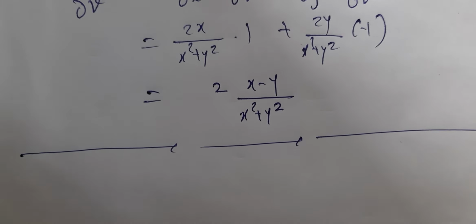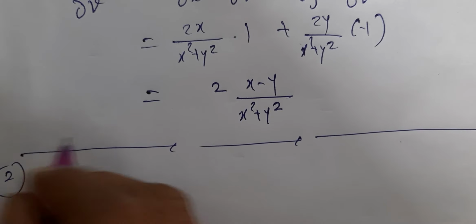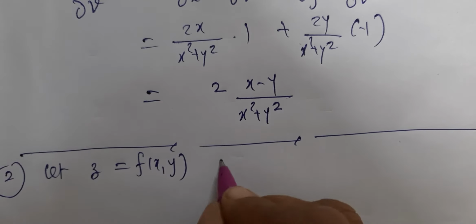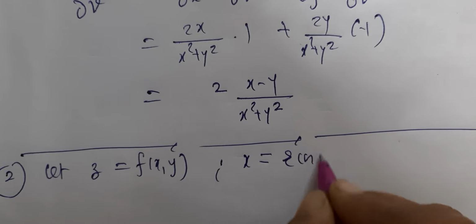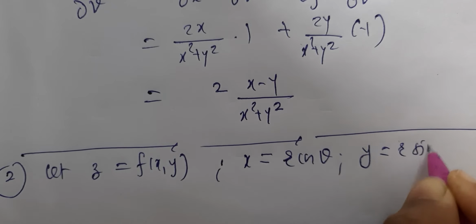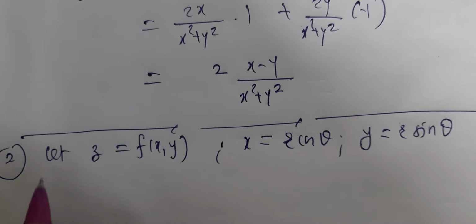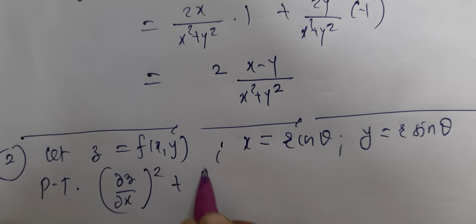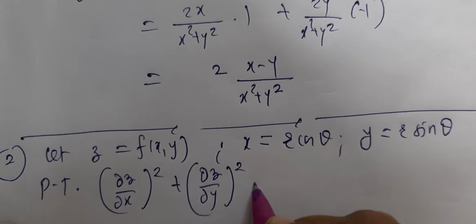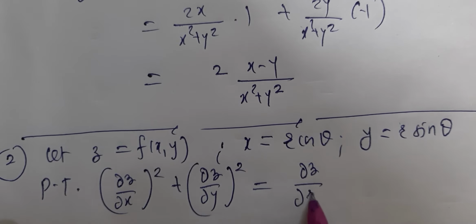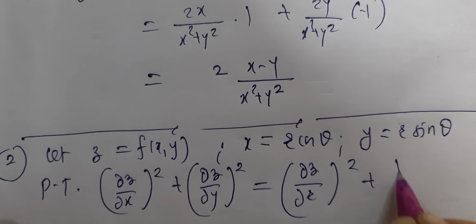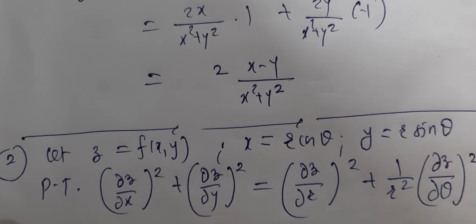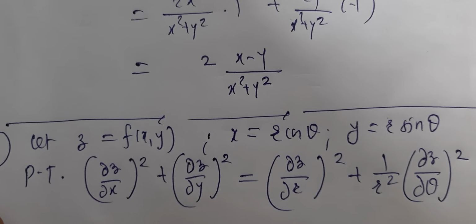Let's have a problem like, say we are given z is f of x y, with x is r cos theta and y is r sin theta, and our question is: prove that (∂z/∂x)² + (∂z/∂y)² equals (∂z/∂r)² + (1/r²)(∂z/∂θ)². Now just look at this.